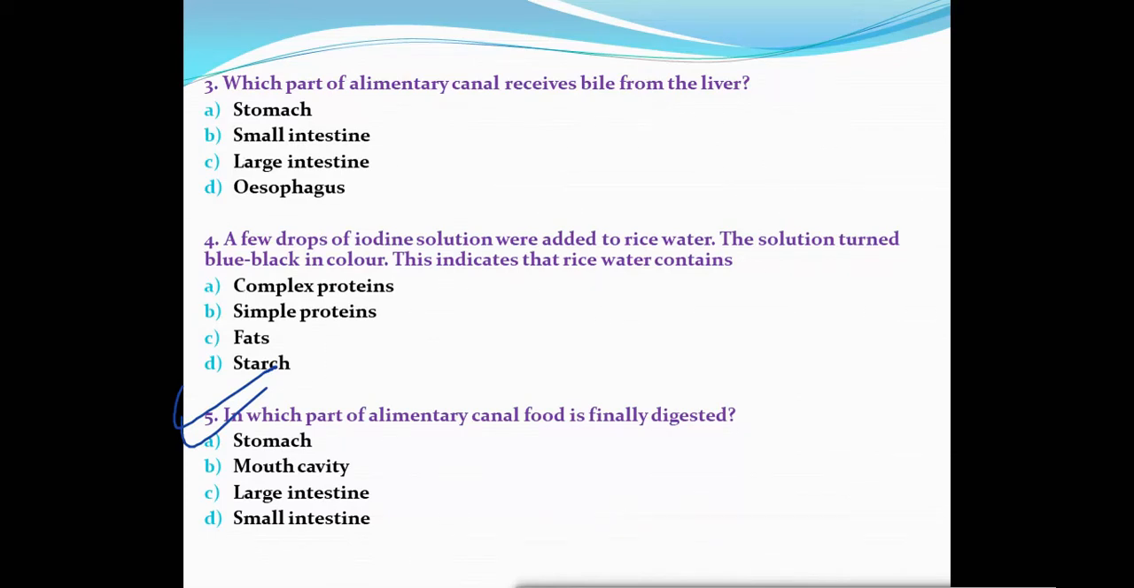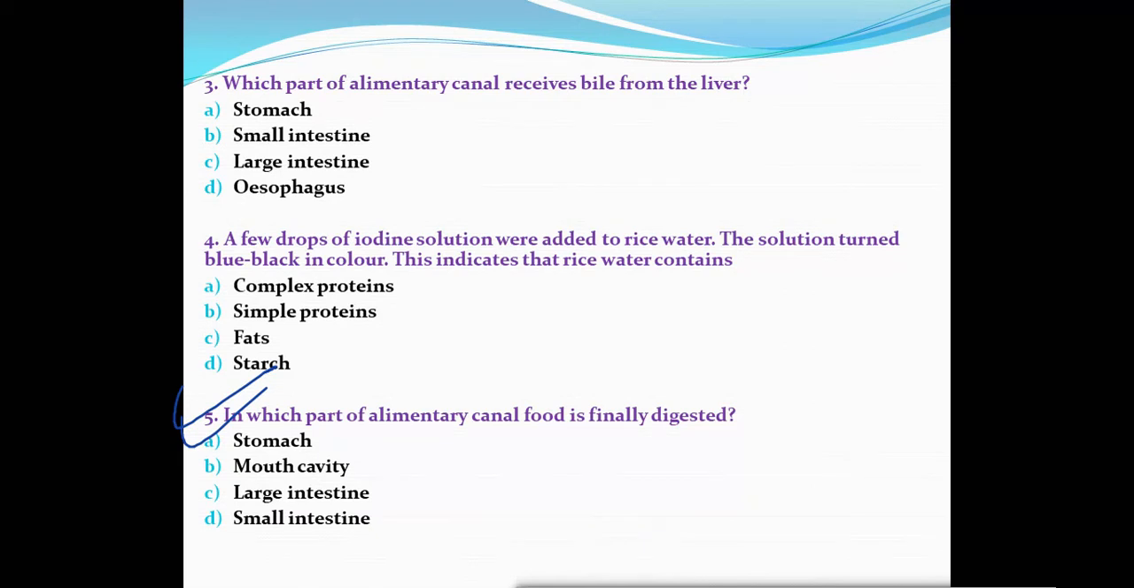First of all, the digestion will start in the mouth. After that, the second digestion will take place in the stomach. After that, again the food will go into the small intestine. In the small intestine, the digestion of fats, carbohydrates, proteins, everything will occur. After that, the undigested material will go into the large intestine. In the large intestine, water will be absorbed.